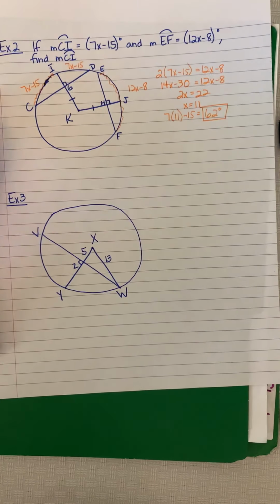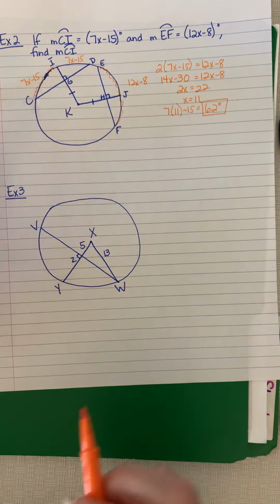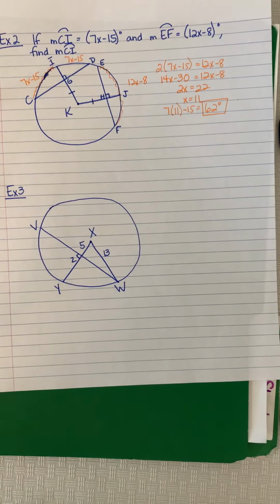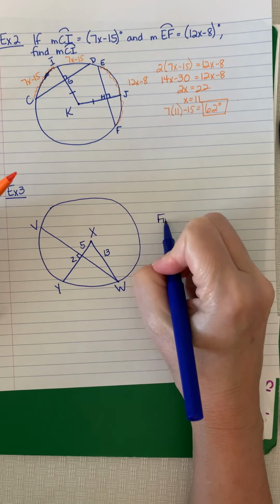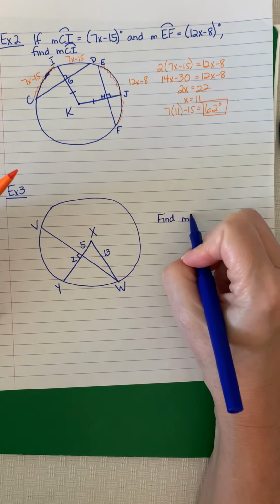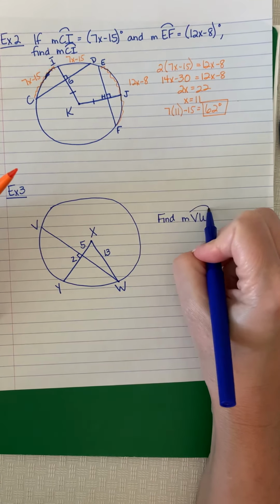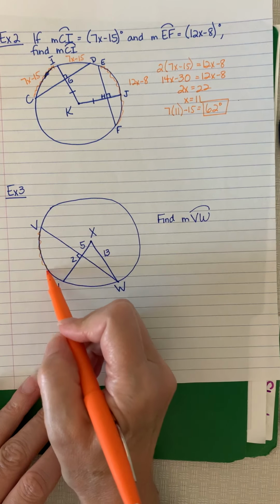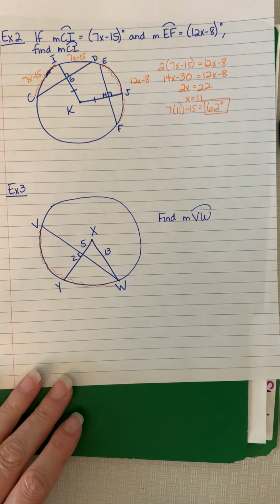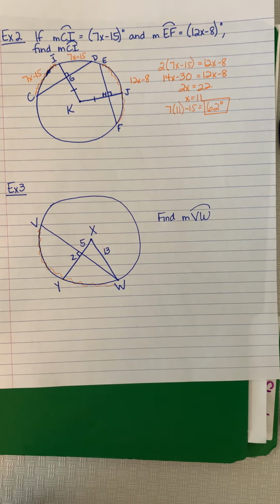Moving on to example 3. Example 3, I forgot to write what we're finding. In example 3, we are going to find the measure of arc VW. So we're going to find the measure of this entire arc. Well, looking at this, you might say, well, we're really not given much information. And we're not, but we are given enough.